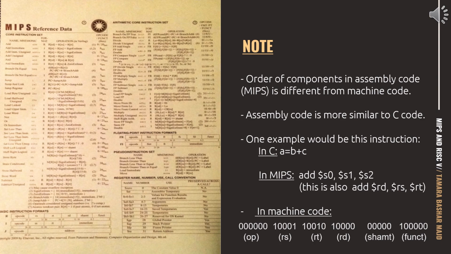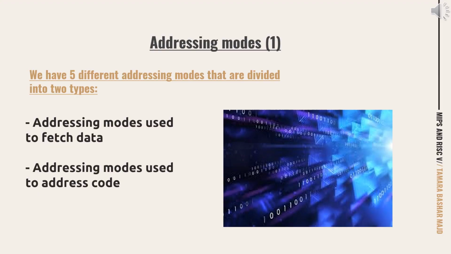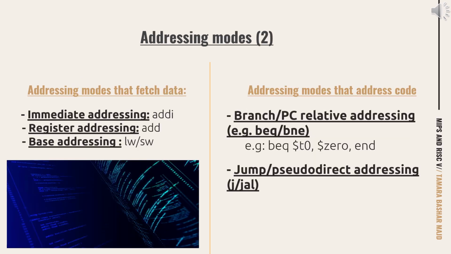We have 5 different addressing modes, in other words, 5 different types of instruction that we can encounter in our chosen ISA. 3 of them are used to fetch data, while the other 2 are used to address code. We know that data is either located in an instruction, memory, or a register. Therefore, the fetch data addressing modes are used to perform certain instructions with data at hand.